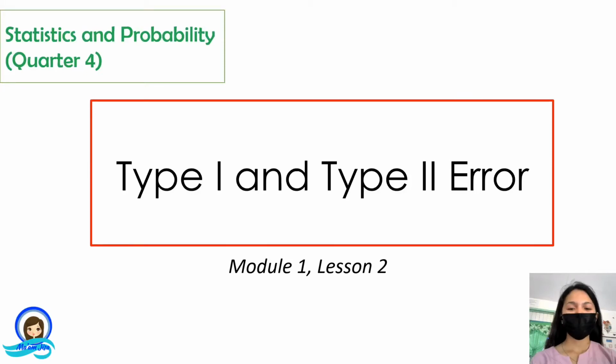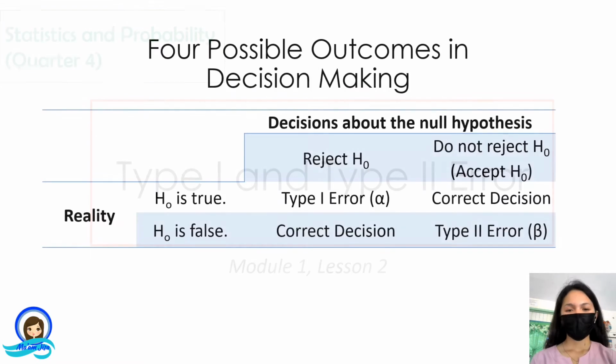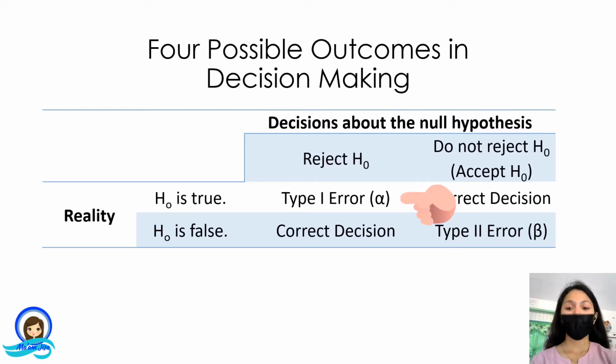Our next lesson is type 1 and type 2 error. This is a continuation of our first lesson about understanding hypothesis testing. There are actually four possible outcomes in decision making. Either we commit a type 1 error, a type 2 error, or it could also be a correct decision for the null hypothesis which is true or the null hypothesis which is false. So later I will discuss these decisions one by one.